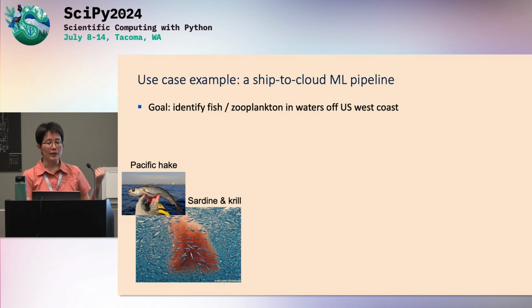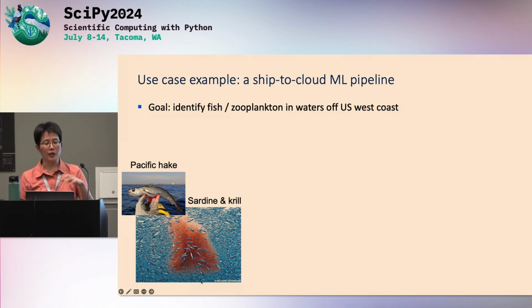I just wanted to spend some time on this use case example that we are currently working on, and it's pretty exciting. We put together a ship-to-cloud machine learning pipeline with the goal of identifying fish and zooplankton species in the waters of the US West Coast. Right now, our machine learning model only deals with Pacific hake. It's a specific type of fish that's very high yield in this local region.